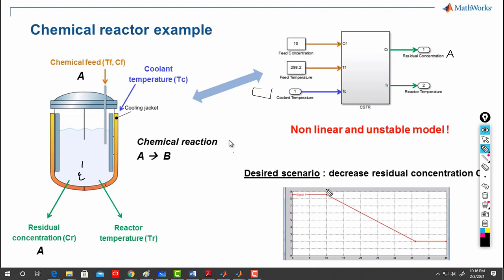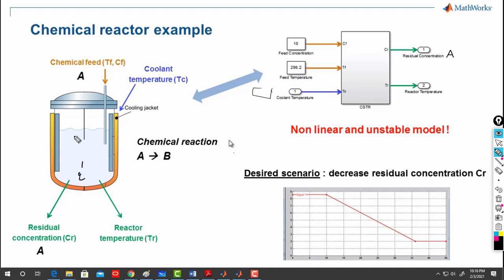This is a desired scenario: the residual concentration of material A decreases. That's what should happen. What's desired is to reduce A to end up having only a concentration of B. If initially I have maybe 100 concentration of A or whatever it is, then I expect it to reduce. That's the desired scenario.